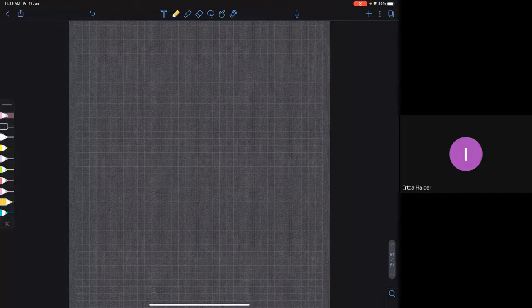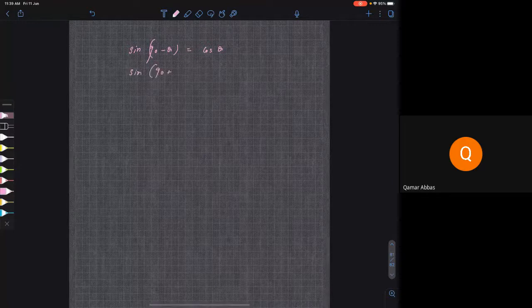So tell me again. We'll do a quick revision. What is sine of 90 minus theta? Cos theta. It is cos theta. Tell me what is sine of 90 plus theta? Minus cos theta. Why minus cos theta? Because it comes in second. It is in second quadrant, right?